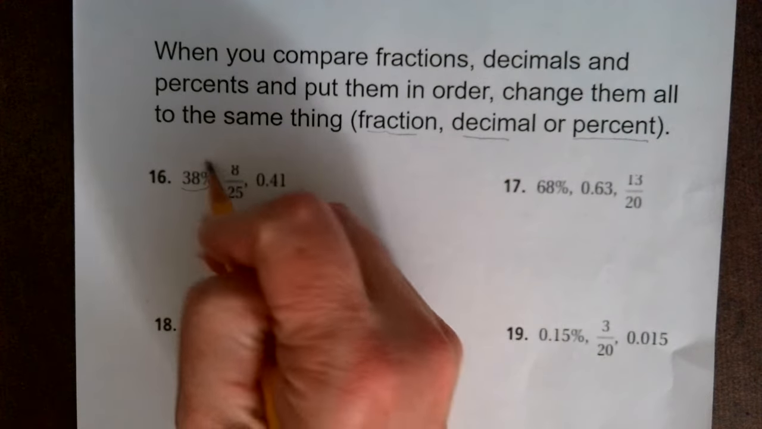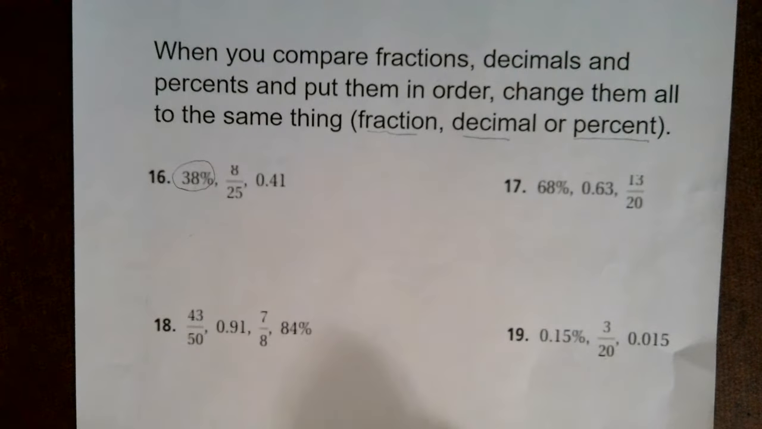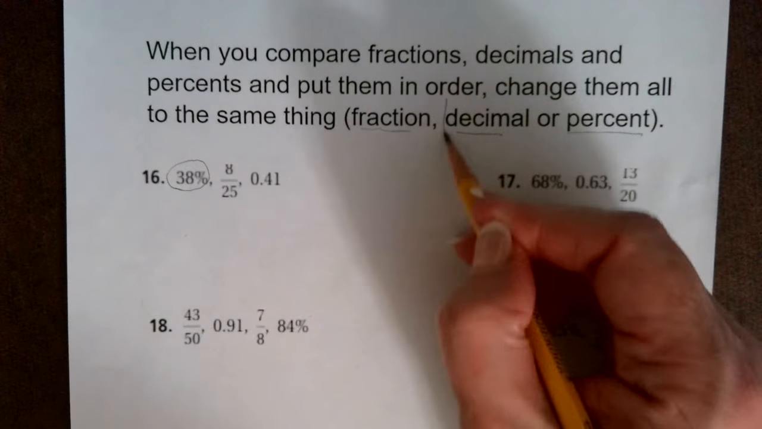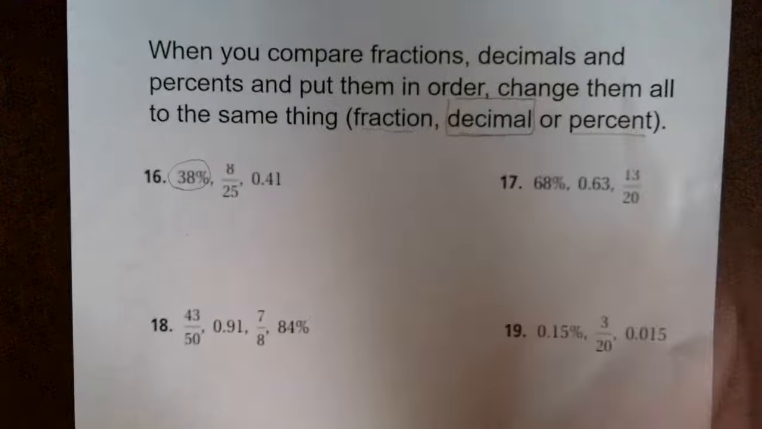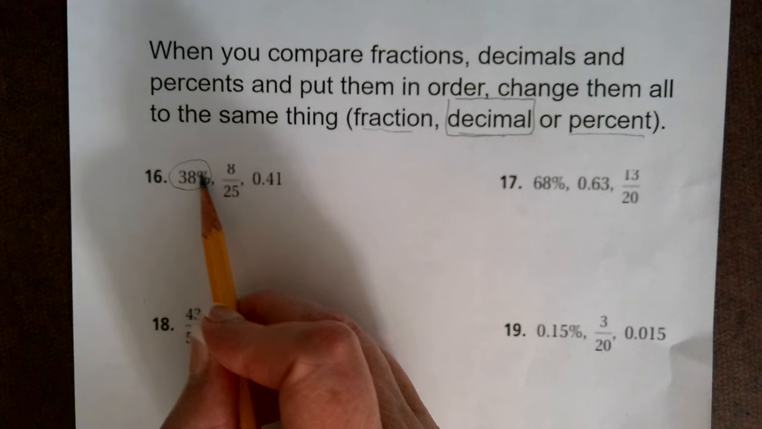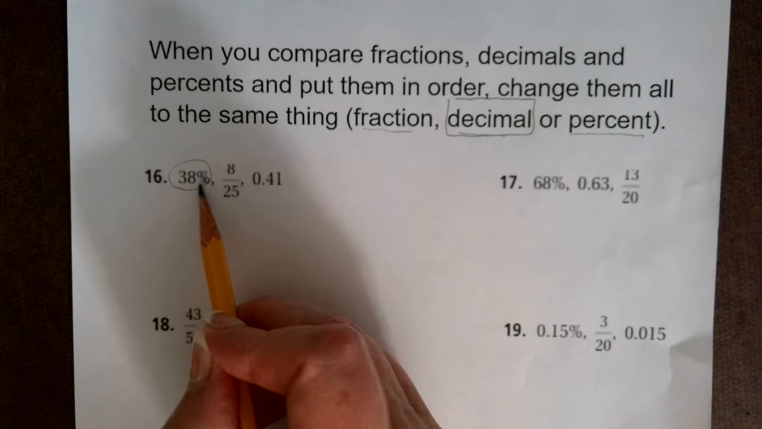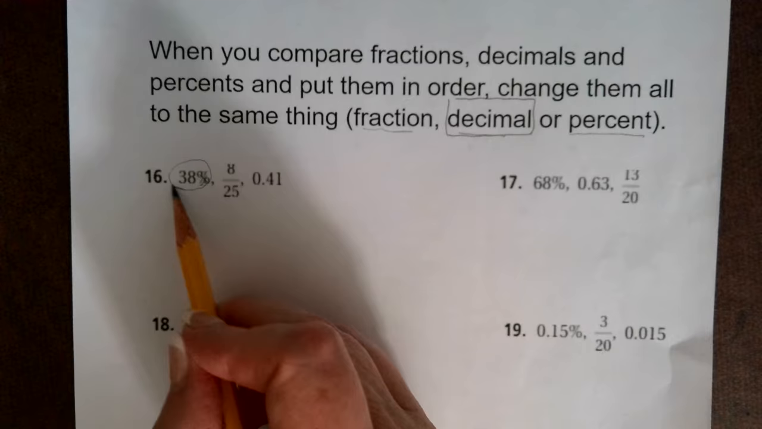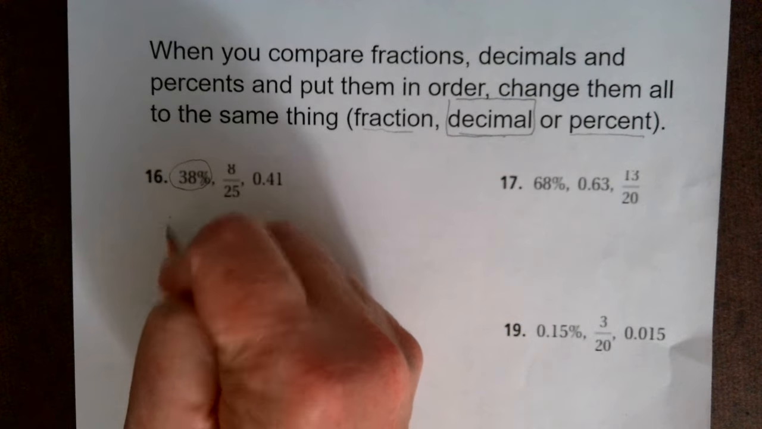So if I have 38% and I'm going to change that to a decimal, remember that if we're changing 38% to a decimal, we get rid of that percent sign, and then we move the decimal back 2 places.